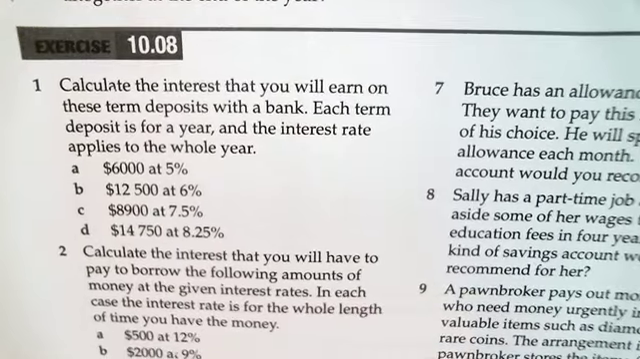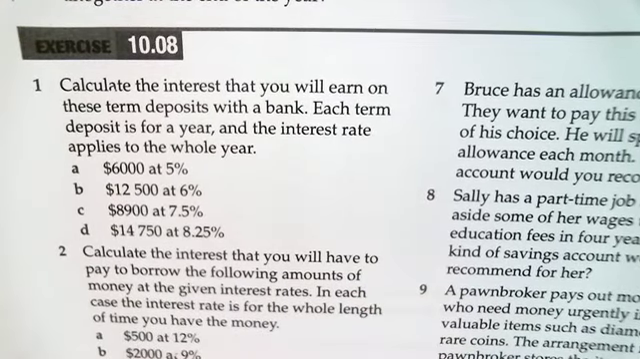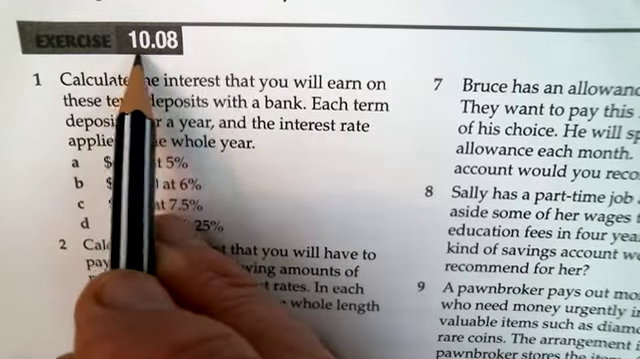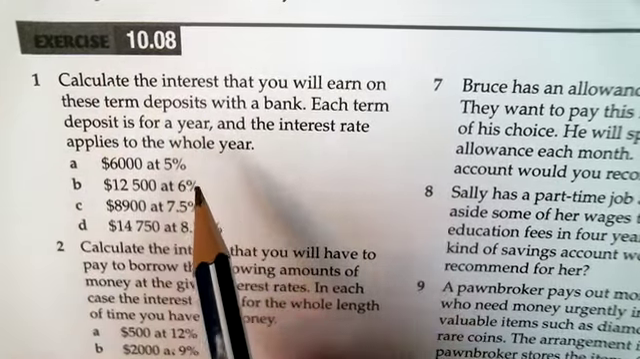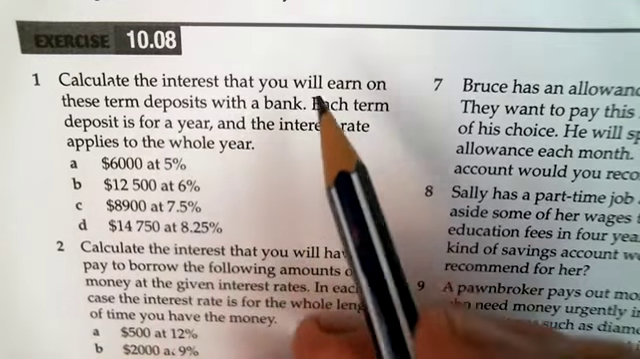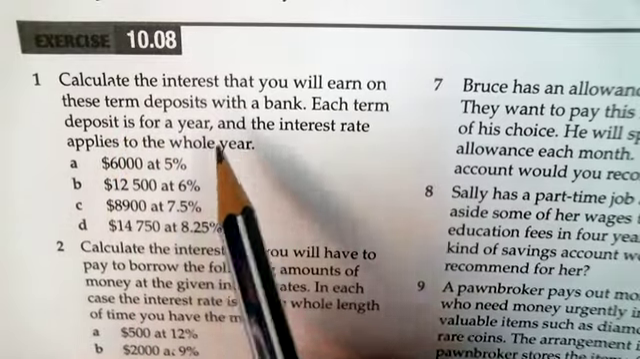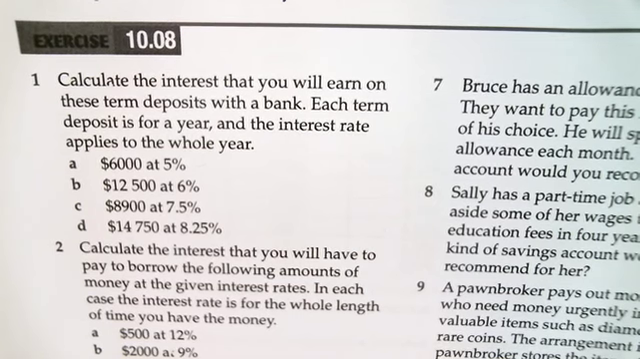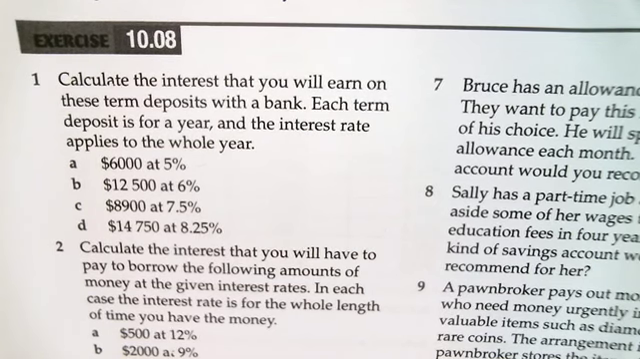Let's take a look at calculating some interest. Now, these are interests on bank deposits. So question, exercise 10.08, question 1 from the Alpha Mathematics textbook says, calculate the interest you'll earn on these term deposits. A term deposit is when you leave a certain amount of money in a bank for a certain length of time. The length of time is the term. Each term deposit is for 1 year, and the interest rate applies for the whole year.